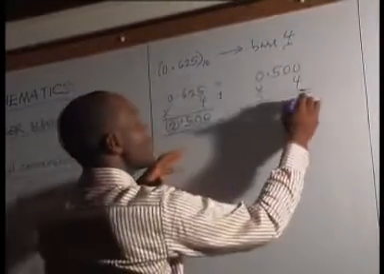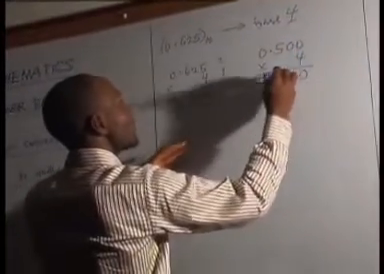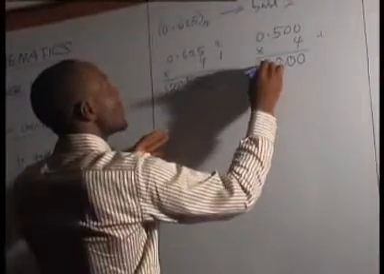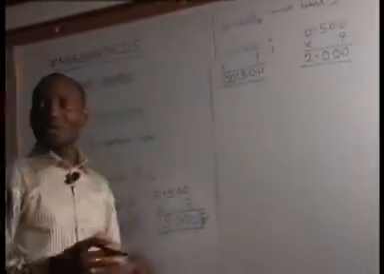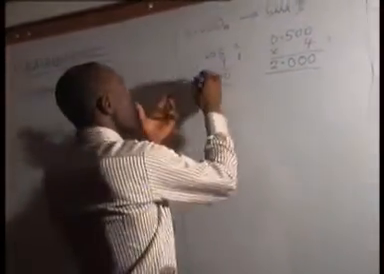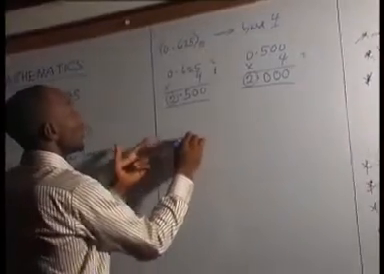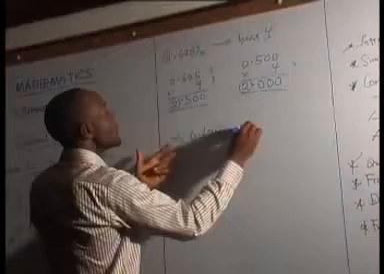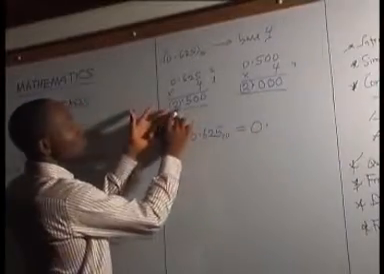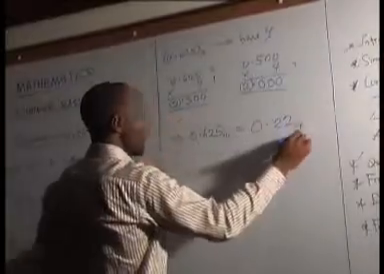So we have 4 times 0, you have 0. 4 times 0, you have 0. 4 times 5, 20. But here we already have 0, 0, 0. So you just have 2 here and 2 here. So that means that 0.625 in base 10 is the same thing as 0.2 in base 4. Very good.